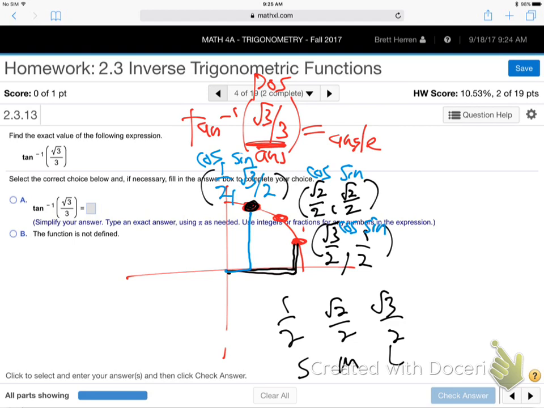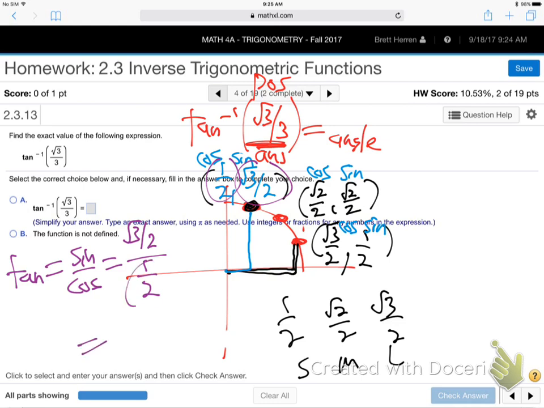Okay, so what? I'm looking for tangent. Well, what's tangent? Tangent is sine over cosine. Okay, so let's just go through it here. If I take this one over this one, I'm just going to guess. Root 3 over 2 over a half. Would that work? Remember what you do with the fraction in the bottom. Flip it up. 2 over 1, 2's cancel. What is it? Root 3. Not root 3 over 3.